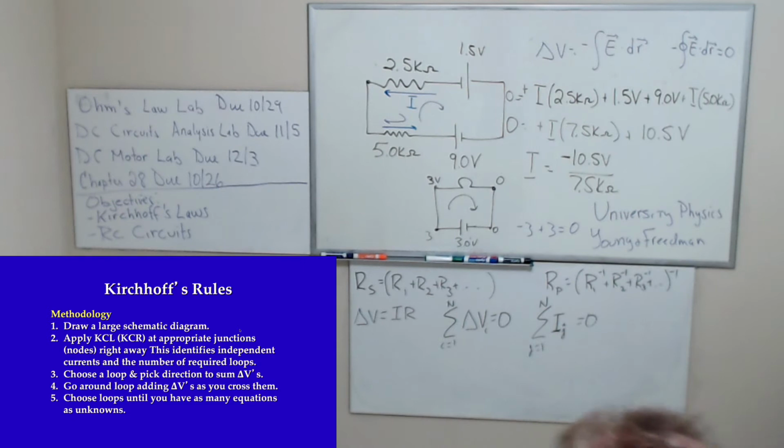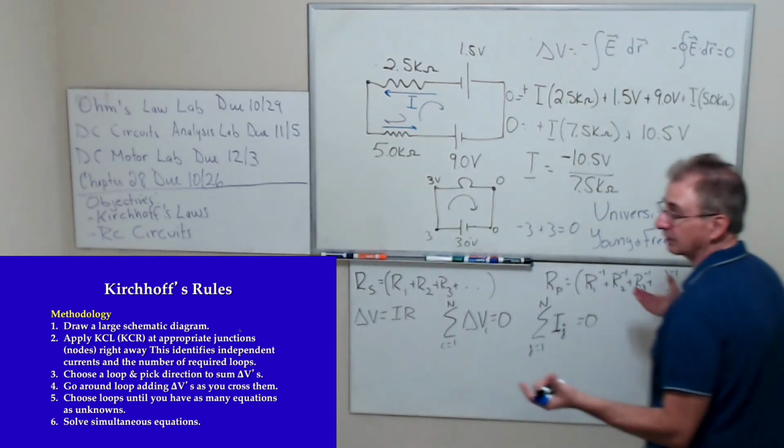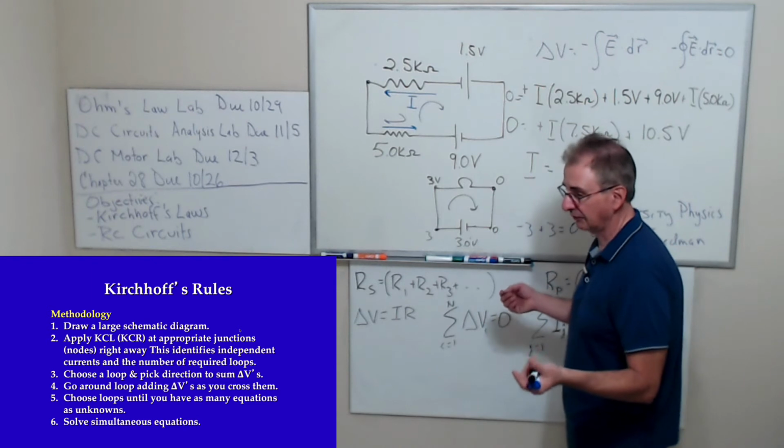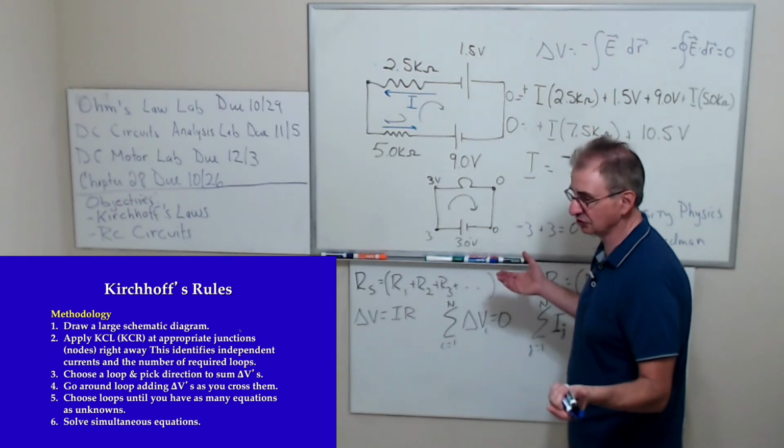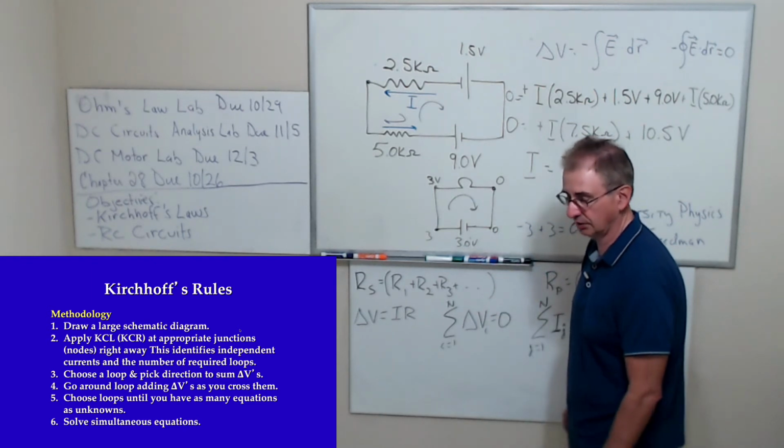Once you have enough equations, you've got to make sure that the equations are independent of each other. You learned that in Math 33, about how systems of equations are independent of each other. Then you solve them and see if they make sense. Generally you're solving for the current, and if you have a minus sign in your current, that just means you chose the direction of the current wrong. That's all.